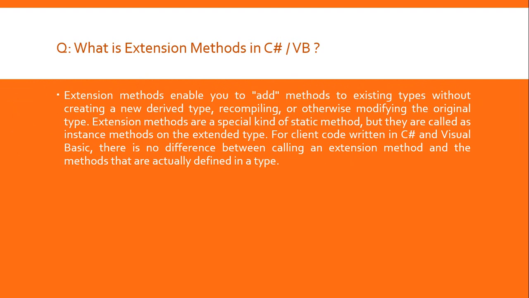What are extension methods in C# or Visual Basic? Extension methods enable you to add methods to existing types without creating a new derived type, recompiling, or otherwise modifying the original type. Extension methods are a special kind of static method, but they are called as an instance method on an extended type.